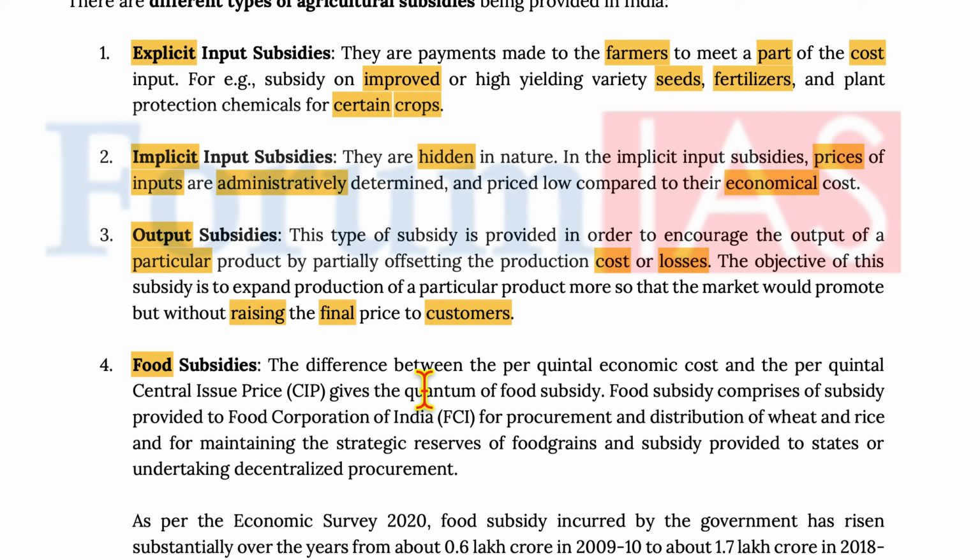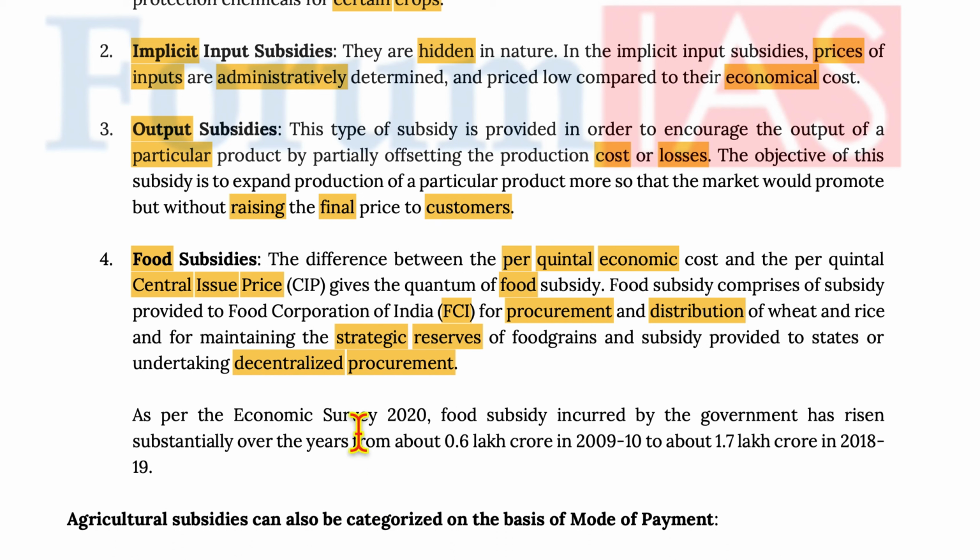Now, the difference between the per quintal economic cost and the per quintal central issue price gives the quantum of food subsidy. The food subsidy comprises of subsidy provided to the FCI, that is Food Corporation of India, for procurement and distribution of wheat and rice for maintaining the strategic reserve of food grains, and subsidy provided to states undertaking decentralized procurement. As per Economic Survey 2020, food subsidy incurred by the government has risen substantially over the years from about 0.6 lakh crores in 2009-10 to about 1.7 lakh crores in 2018-19.